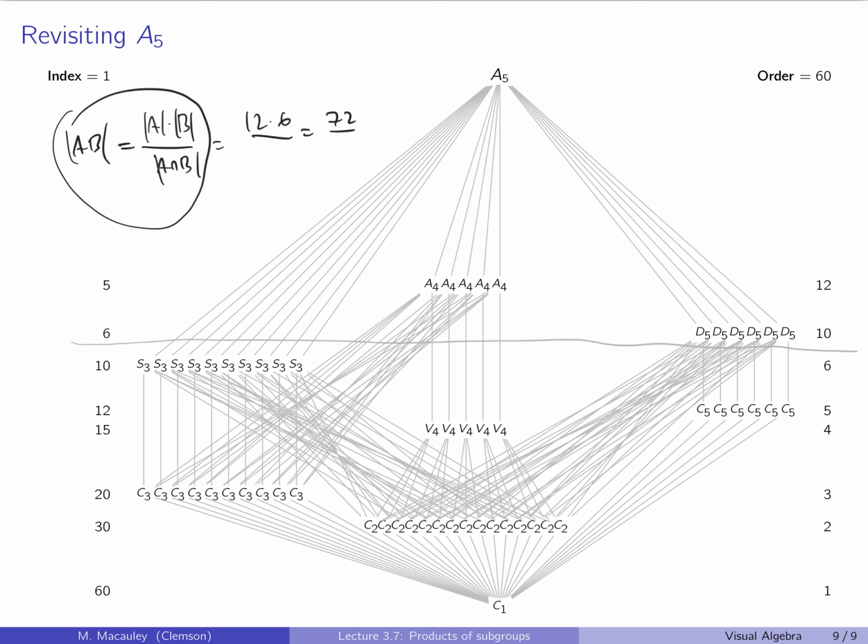Okay, so this lecture was on products, which is how to multiply subgroups together. And coming up next are quotients. This is how you divide a group by a subgroup. We've been seeing this throughout the course, and we are finally ready to formalize it. So don't go anywhere. I'll see you then.